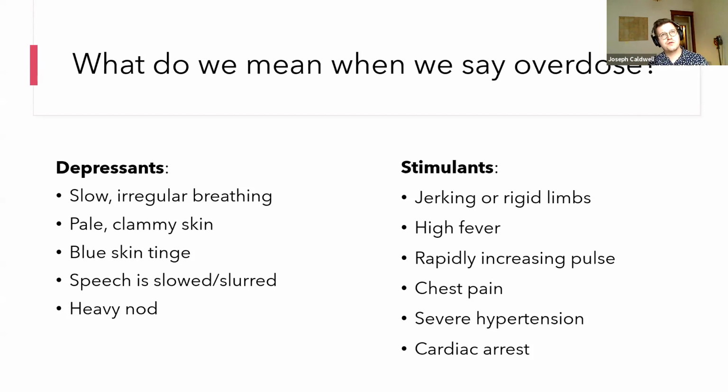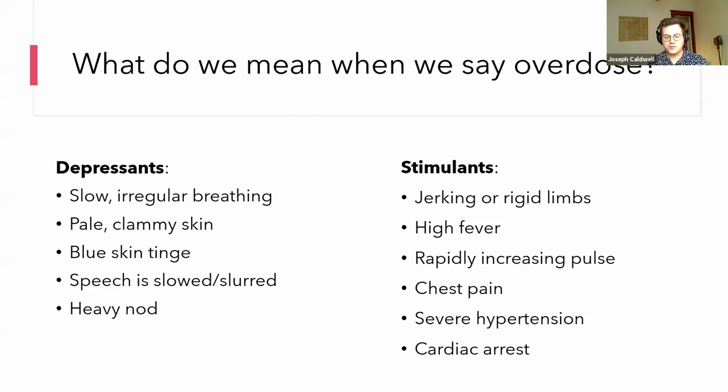And then there's this phenomenon that we call heavy nod, which is essentially as an individual is increasingly getting high from the substance, the ability to actually control the weight of an individual's head is affected as well. And so what we see is a slumping of individuals' body parts as they're responding to this overdose.